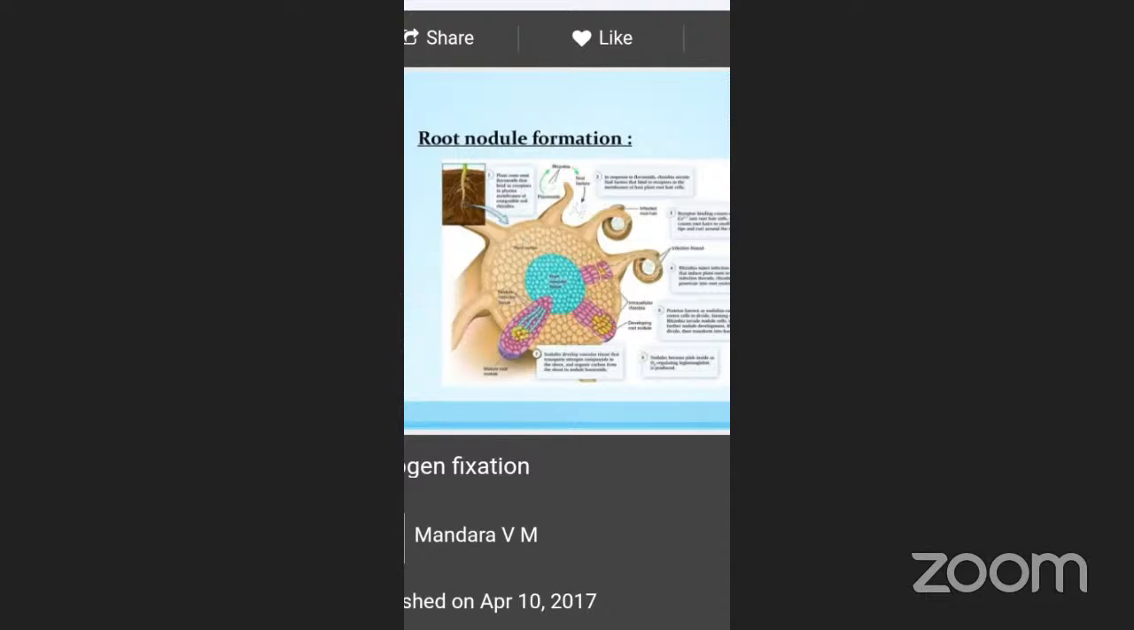Another group is the asymbiotic bacteria, for example Azotobacter and Beijerinckia. These are important aerobic bacteria. There is no symbiosis; these bacteria directly fix the atmospheric nitrogen. Azospirillum and Clostridium are also asymbiotic nitrogen-fixing bacteria. They directly fix the nitrogen.